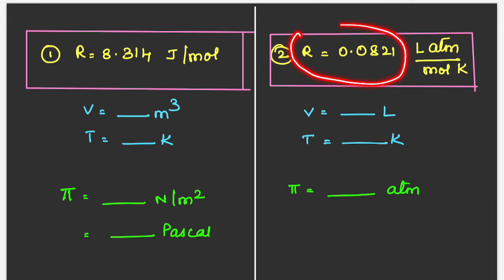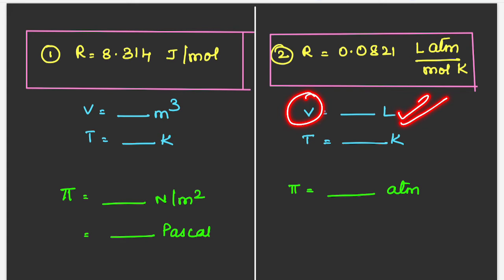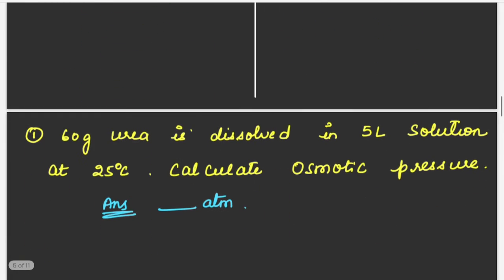Second, use R equal to 0.0821 when the unit is given as atmosphere. So in the answer, if the pi value is given something like 5.2 atmosphere, and you see this unit, then use R equal to 0.0821 liter atmosphere per mole per Kelvin. At that time, you keep the volume in liter and the temperature in Kelvin. Only then will you get the correct answer. Now I will take one numerical and show you how to calculate.